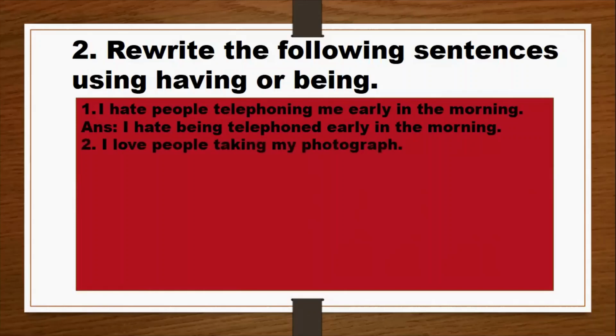Similarly, question number two says, I love people taking my photograph. So here we have my photograph, that is a possessive pronoun. So in answers we simply say, I love having my photograph taken. We are removing the word people, and we put the verb at the end in the case of having. As you can see, it's not like I love having taken my photograph. The answer is I love having my photograph taken. Put the verb at the end.